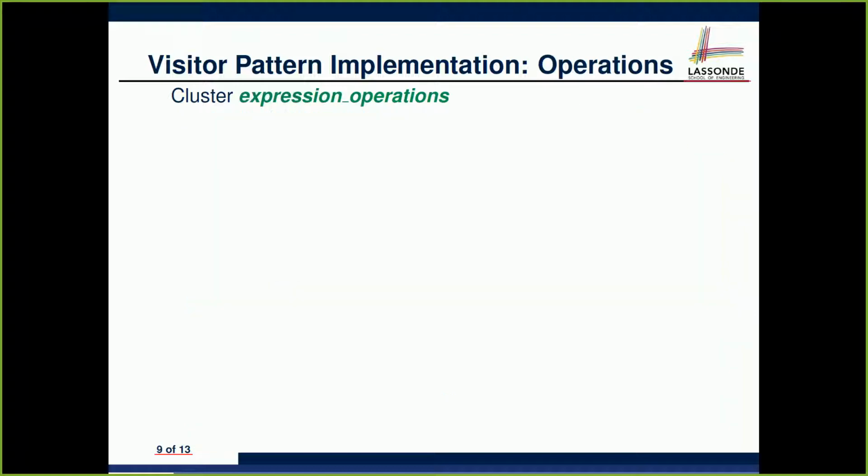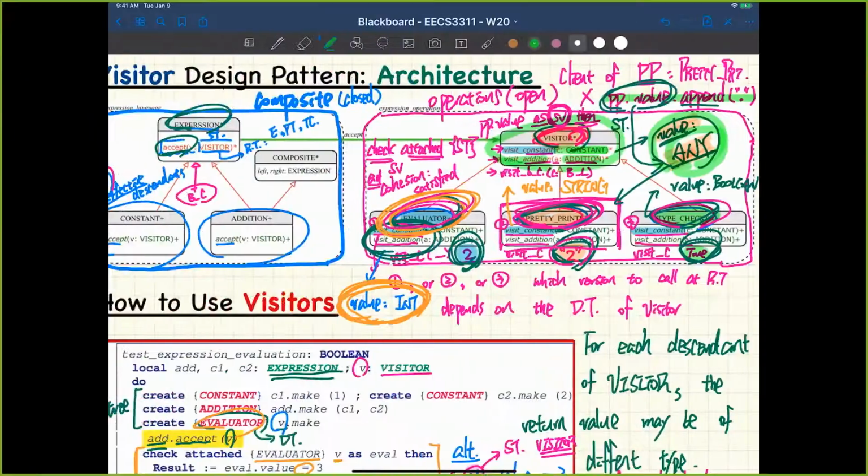Okay, so now let's go to the other side. So now we talk about this side of the classes, right? This side over here. Let's just talk about maybe the evaluator, for example. Let's talk about the evaluator and see how we can define visit constant and also visit addition. Let's see how we can evaluate these expressions, and then we'll do one example.